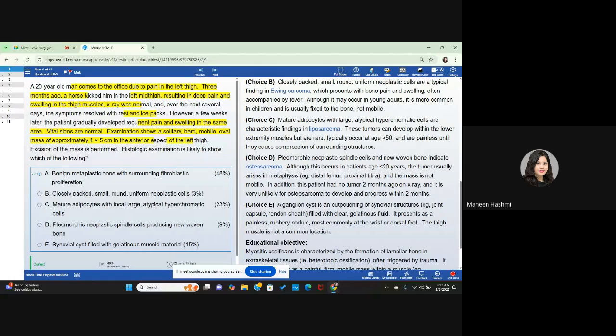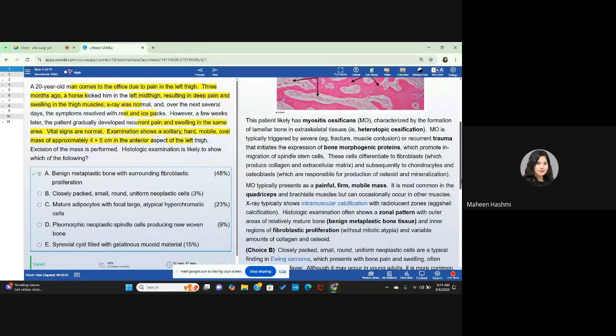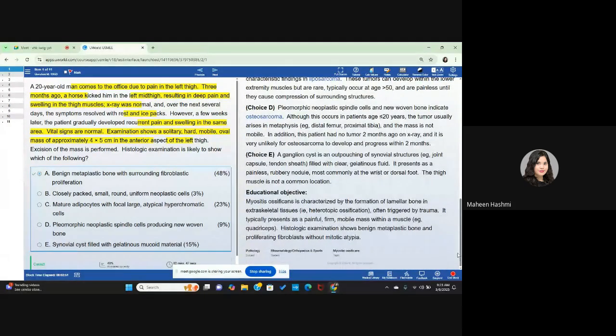We talked about osteosarcoma. We talked about Ewing sarcoma. So option B, they're talking about Ewing sarcoma. And option D, they're talking about osteosarcoma. That's very important. Liposarcoma, they won't ask you that. If we go through it a little bit and see what's happening, we know that it's triggered through trauma and it presents as a painful mass, and the histological examination will show a benign metaplastic bone. So it's really an easy question that they're asking you.